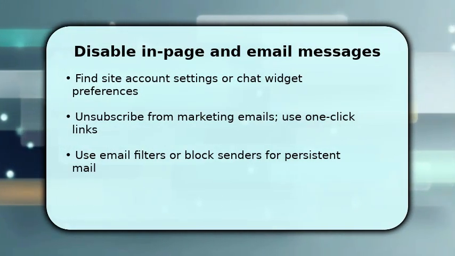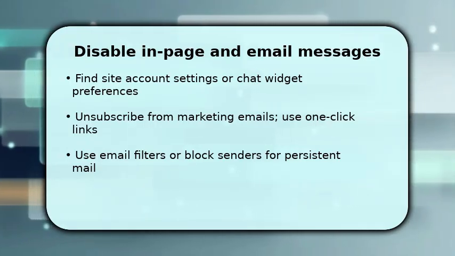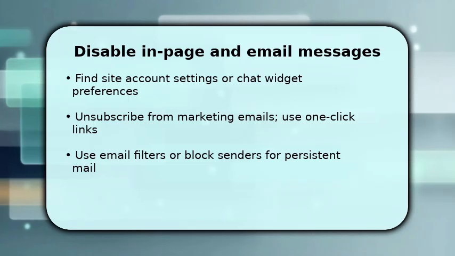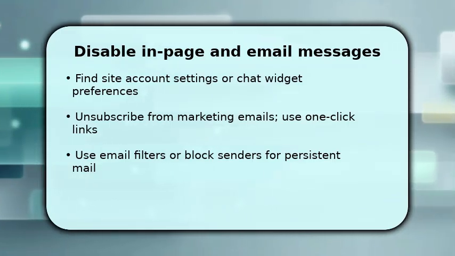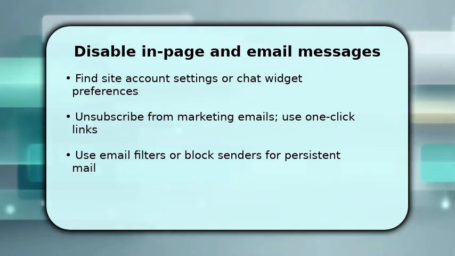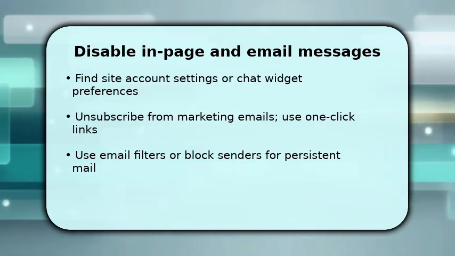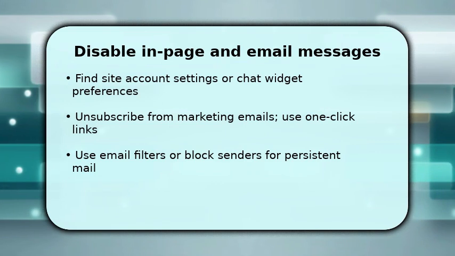Sign into accounts on bothering sites, open account or notification settings, and switch off chat, SMS, and marketing preferences. Save changes. For emails, use the unsubscribe link or create an email filter that archives or deletes sender addresses automatically. If one-click unsubscribe fails, block the sender and mark as spam. Make sure to check secondary addresses and linked apps so messages from third-party services stop.